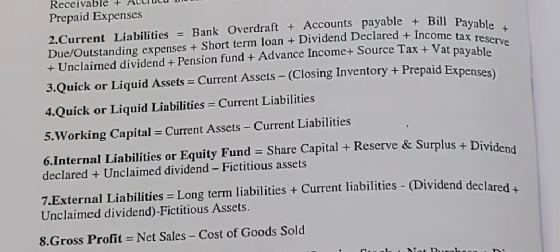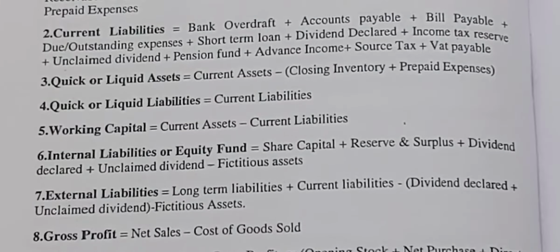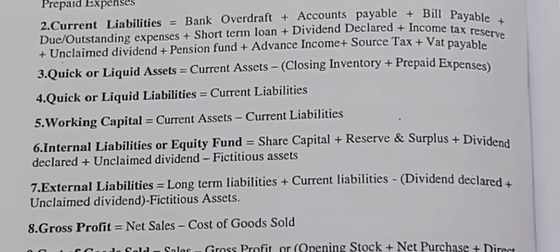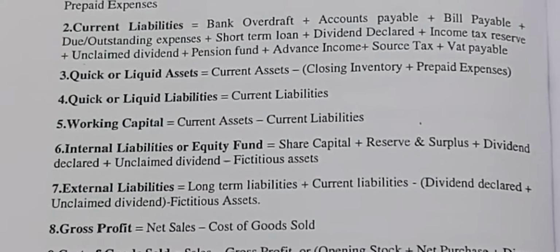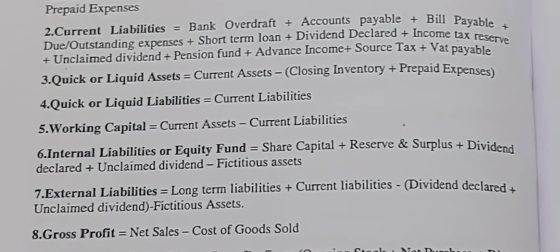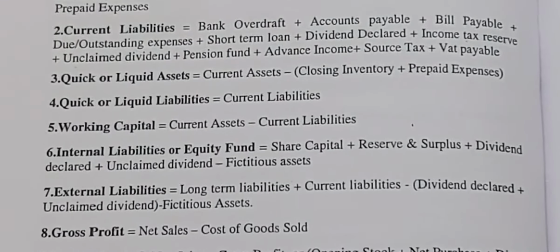Number 3, quick or liquid asset: current assets minus closing inventory plus prepaid expenses. Number 4, quick or liquid liabilities. That is the amount of current liabilities. That is the equivalent of current liabilities.